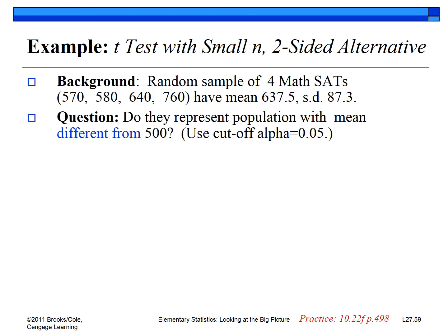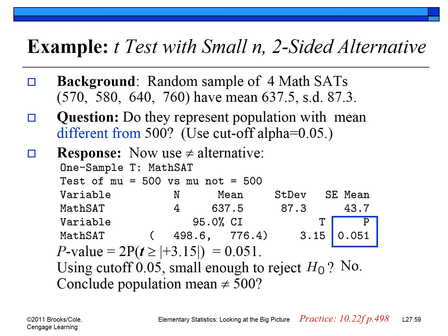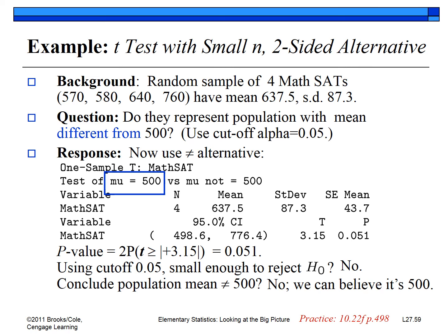Now, looking at the same sample, do they represent a population where the mean is different from 500? Well, this is a different alternative hypothesis. Here we're using a two-tailed alternative, or two-sided alternative, which doubles the p-value. If our cutoff is 0.05, we no longer reject the null hypothesis, and we can't conclude that the population mean is not equal to 500. We think that it could be 500.